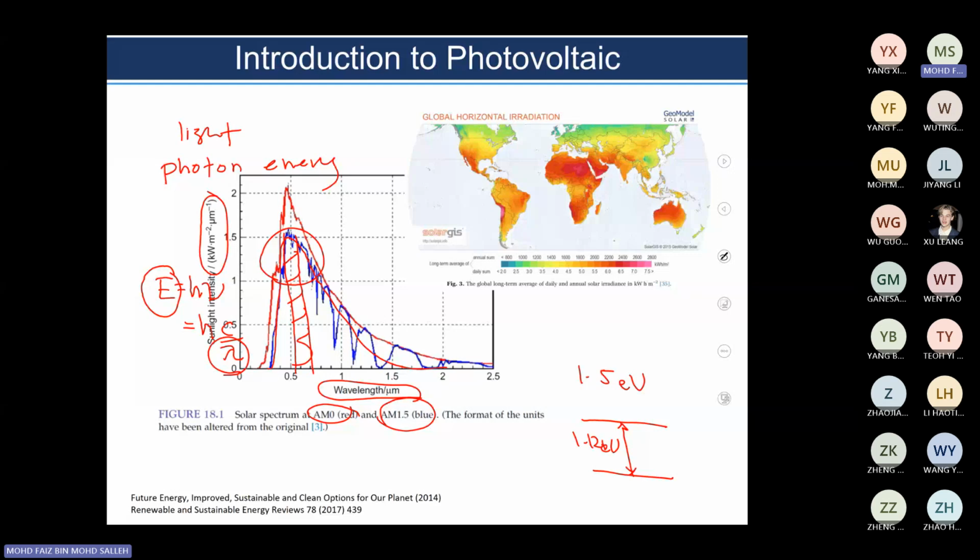First, you need to absorb. If you cannot absorb, no need. Right. For example, if you use a band gap larger than 1.5, for example, 2 electron volt, and you put it at a place where the energy of solar irradiance is only 1.5 electron volt. What happens to that energy?